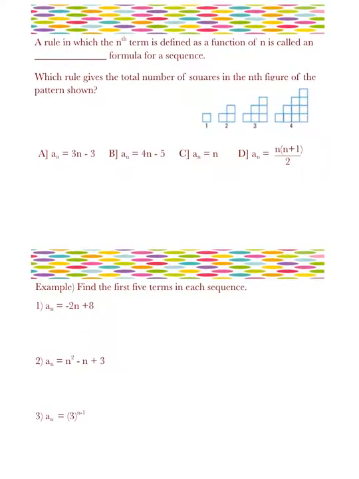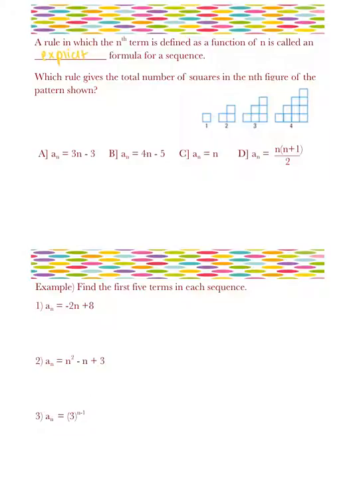All right. So a rule in which the nth term is defined as a function of n is called an explicit formula for a sequence. And an explicit rule is going to be really useful because it doesn't require that you know the previous term. You can plug in your n value, whatever step you want, and if you plug in that term number, you're going to get the term value. So here I have an example.